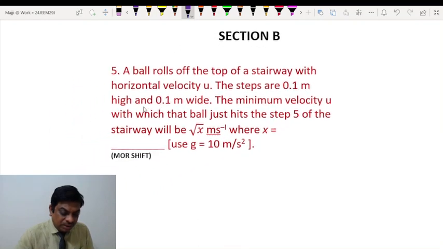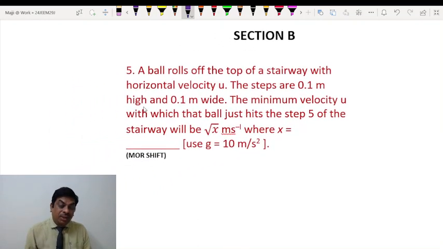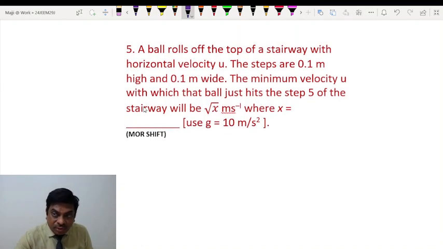Then coming to section B, as you know students, in section B you have to calculate and get the answer. There are no options given. It is purely numerical based questions, so you have to get the answer. You have to be very careful, and you should be able to save time as much as possible.